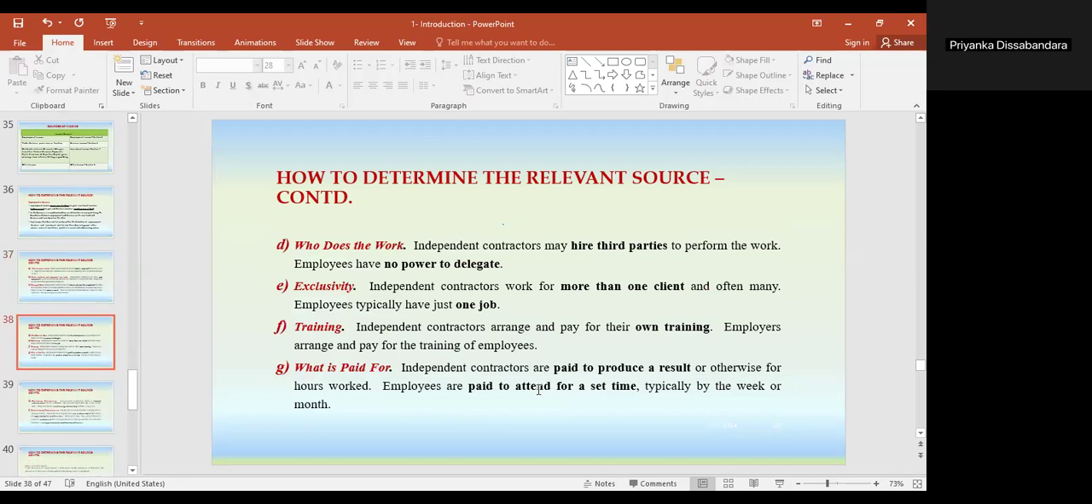Then the next one, who does the work? If we ask a job from a person, and that person can hire a third party, then that person will not be an employee.